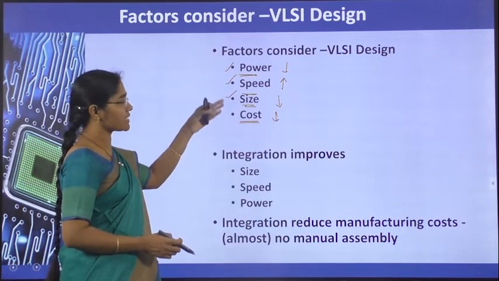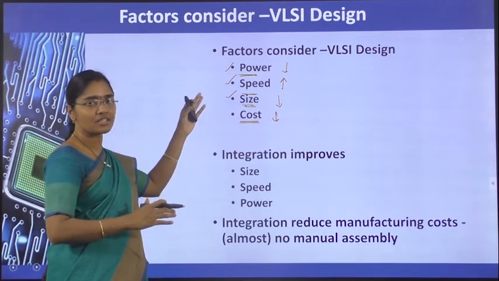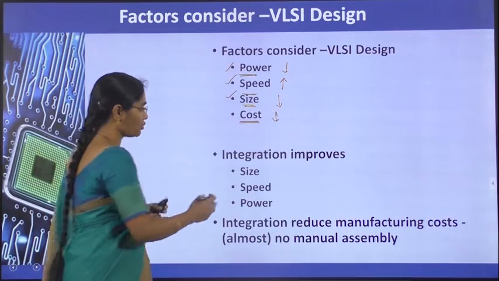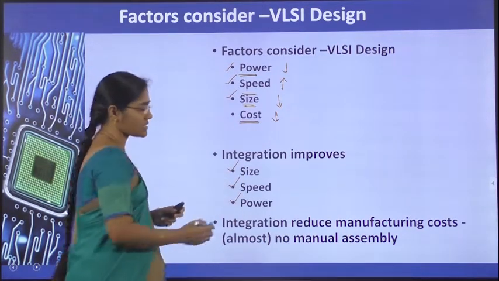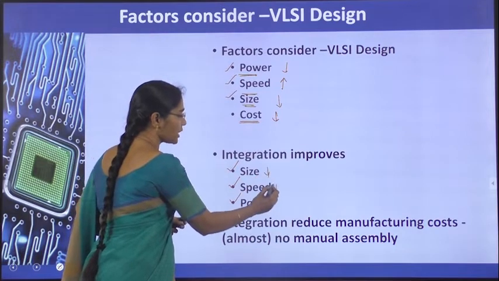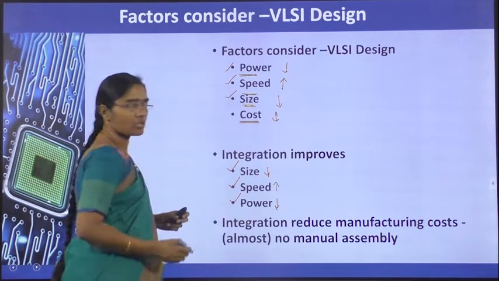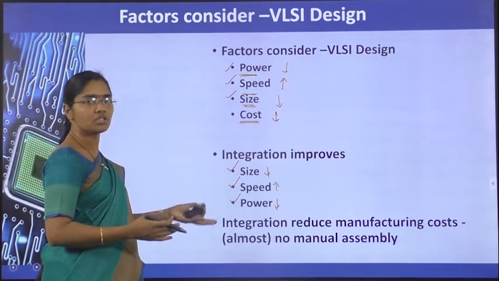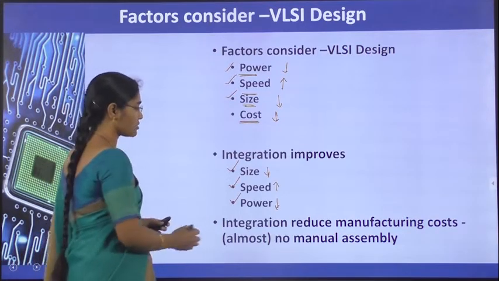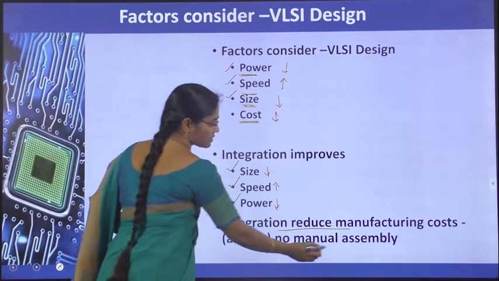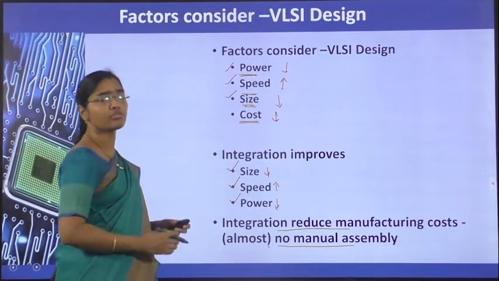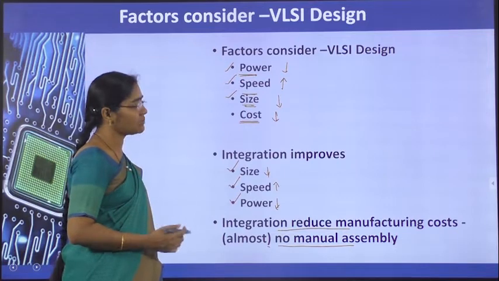So all these factors are already achieved in VLSI, therefore it improves the size, speed and power. Meaning the size is reduced, speed is improved and power is reduced. So automatically because of mass production, cost is also reduced. This integration reduces manufacturing cost because of no manual assembly and mass production.